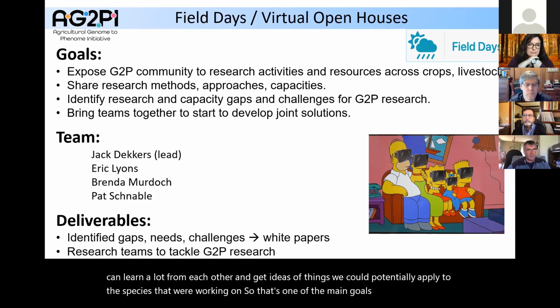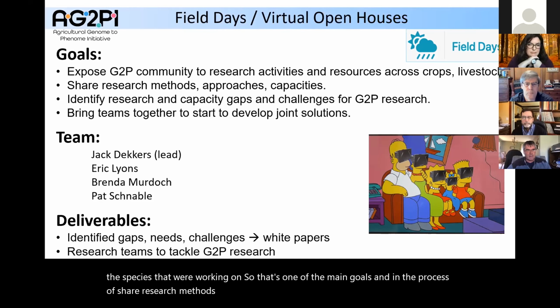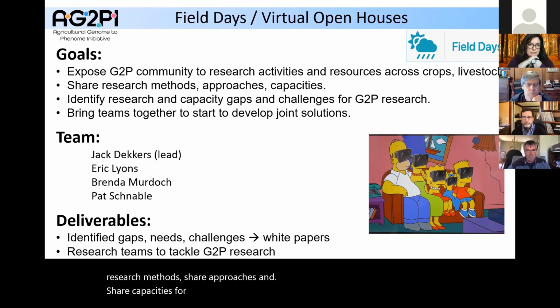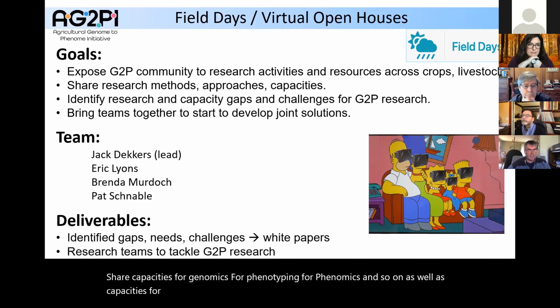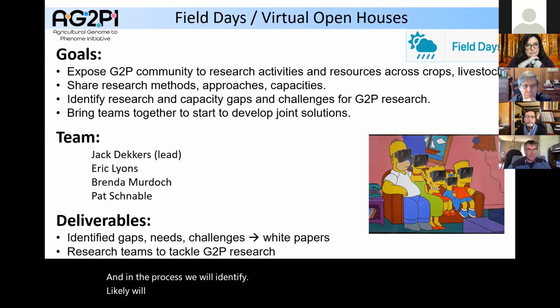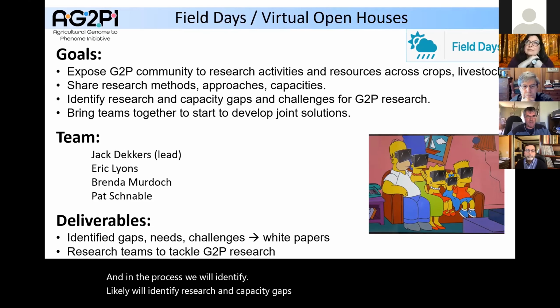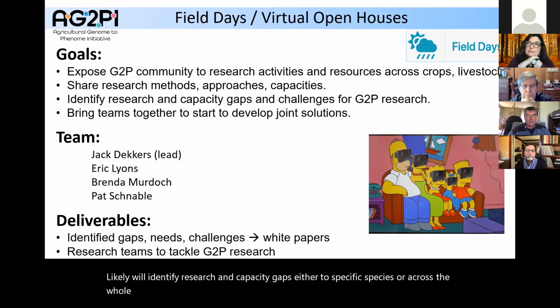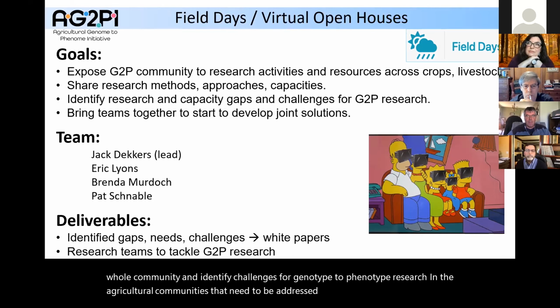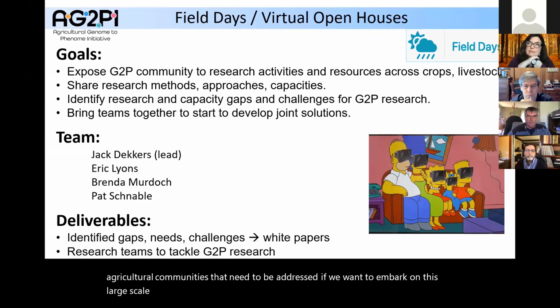And in the process, share research methods, share approaches, and share capacities for genomics, for phenotyping, for phenomics, and so on, as well as capacities for analysis and management of data. And in the process, we'll identify research and capacity gaps, either specific to species or across the whole community, and identify challenges for genotype to phenotype research in the agricultural communities that need to be addressed if we want to embark on this large scale effort of making this a reality and capitalizing on the hopefully additional funds that USDA will be making available.